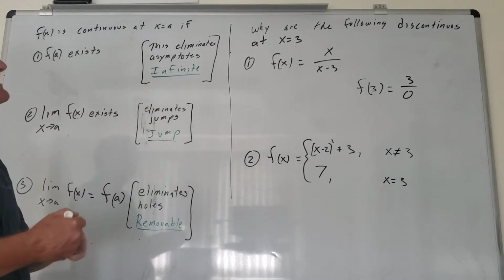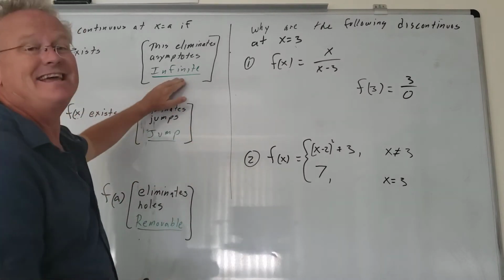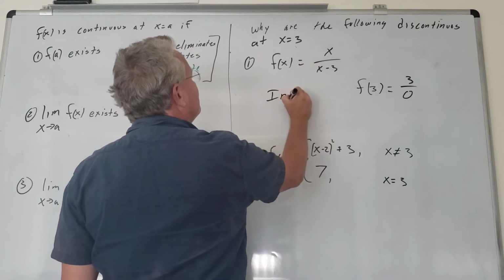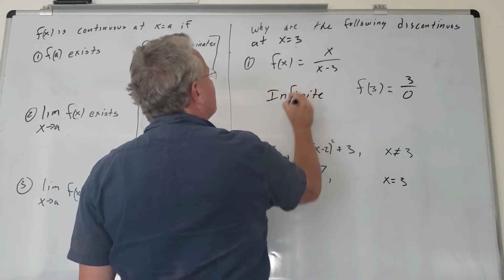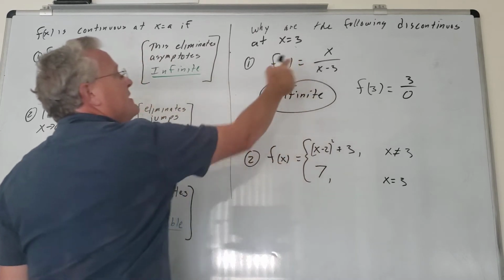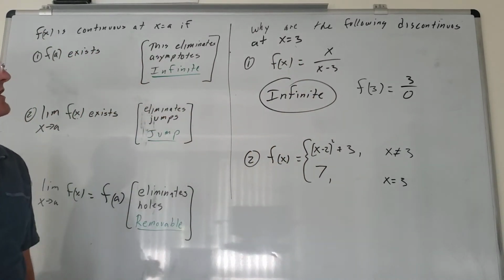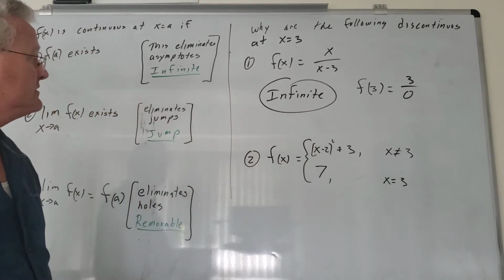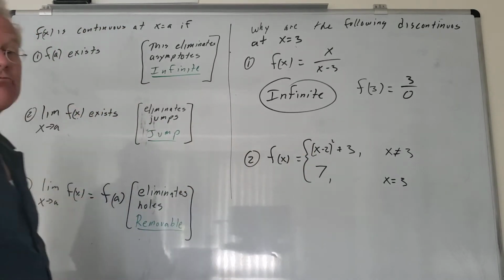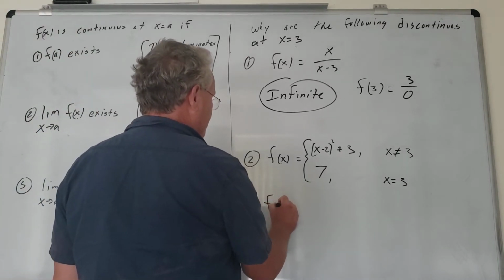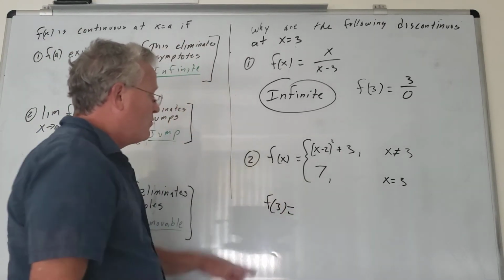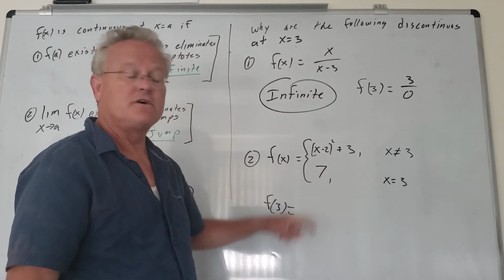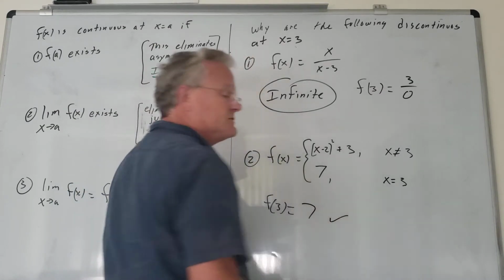So we would say it doesn't exist because it has an infinite discontinuity. So this is the reason why this function is discontinuous at 3. What about this function? This is a little piecewise function. Does f of 3 exist? Well, when x is 3, the value of this function is 7. So yes, it does exist.